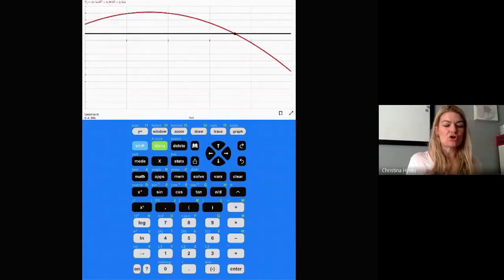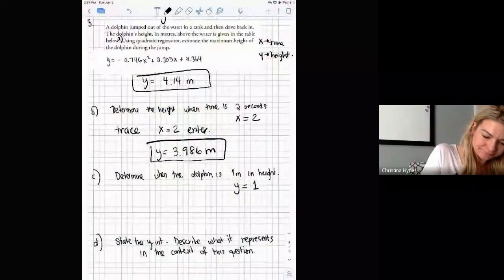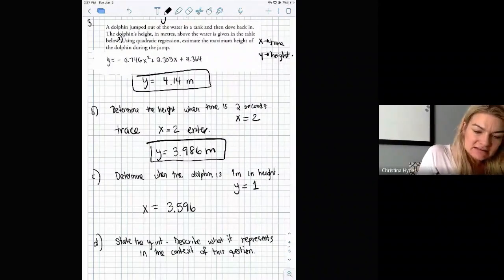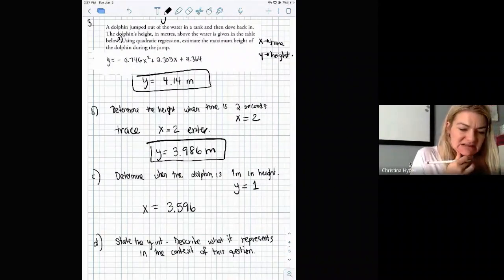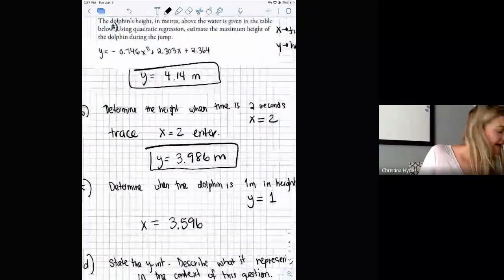Okay, so once you press enter 3 times, you'll see that the intersection for me is at 3.596. So you want the x coordinate of that, 3.596. And this is time, which in this case, it tells you that time is in seconds, I believe. Yep.